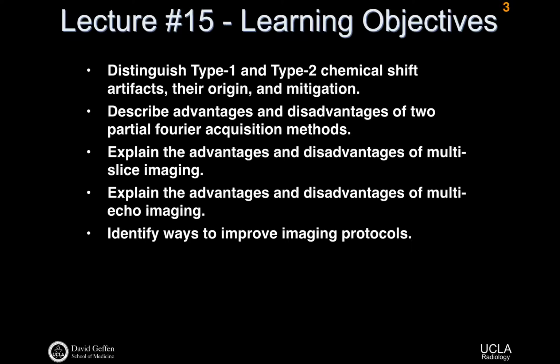So anyway, these were our learning objectives from the previous lecture, right? We talked about two different kinds of chemical shift artifacts, what their origin is, and how we go about mitigating those. So who wants to remind me of what type 1 chemical shift was? Spatial misregistration. Thank you, right? So fat can appear in an image spatially dislocated from where it actually occurs.